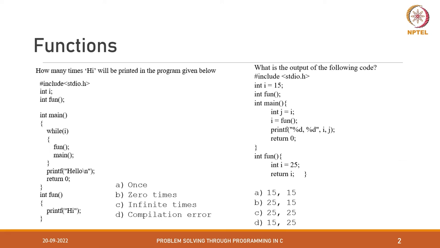The question asks how many times will hi be printed in the program given below. So this is the program. Just go through it. You can see that the main function has been called within the main function itself, subject to some kind of a while loop. And there is this function whose prototype was initially declared here and returns an int value, and it prints hi. So the program asks how many times will hi be printed if this program is executed.